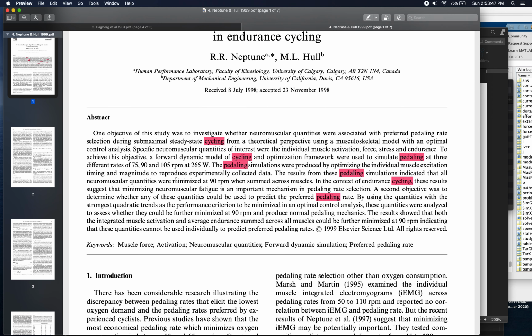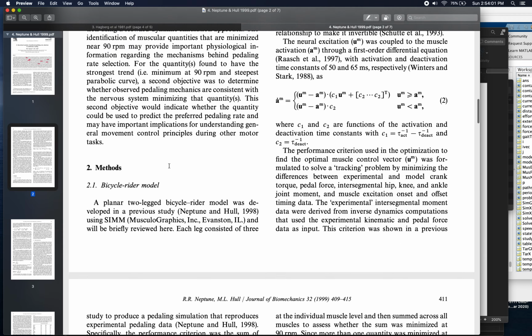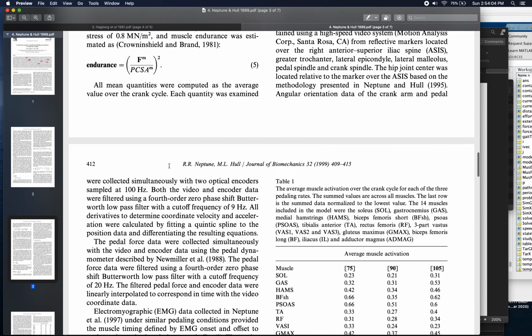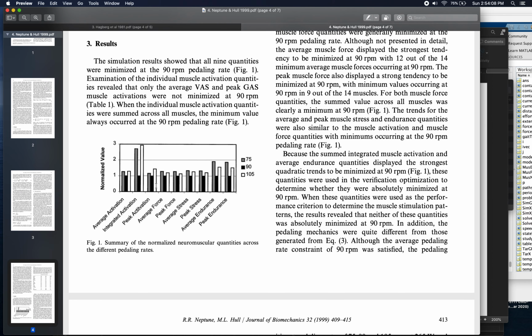They then compared what was different in terms of those muscle level kind of costs or efforts between the 75 RPMs, the 90 RPMs, and the 105 RPMs. Take-home message here is down on figure 1, I believe, okay, where here on the x-axis is all the different quantities of cost and effort at the muscular level that they calculated from the simulations of the different pedaling rates in the study.